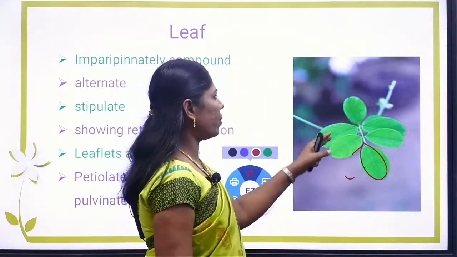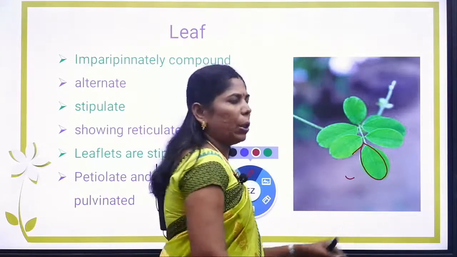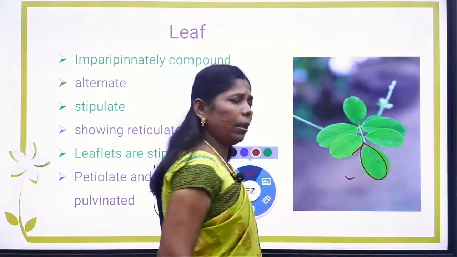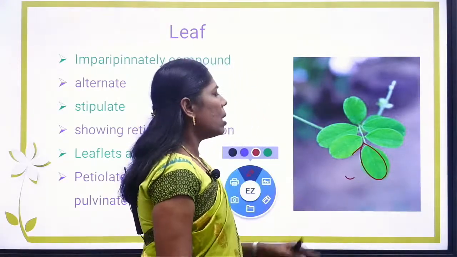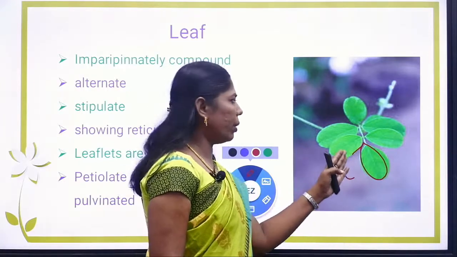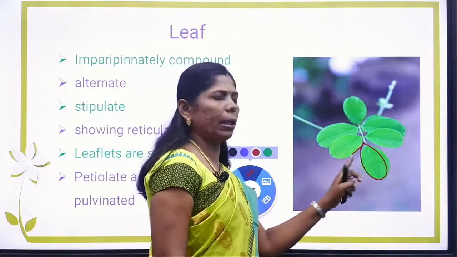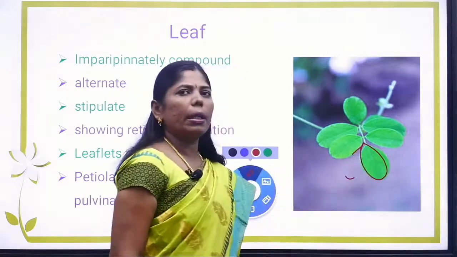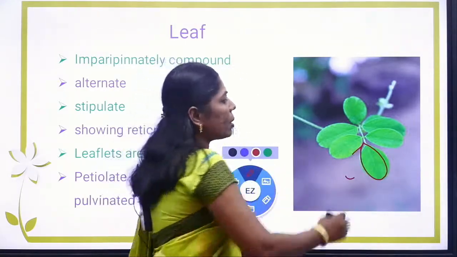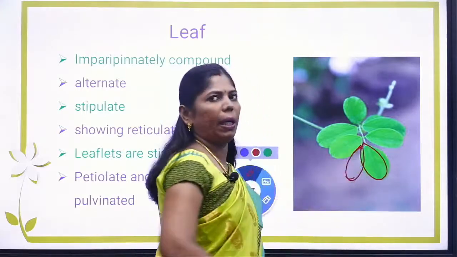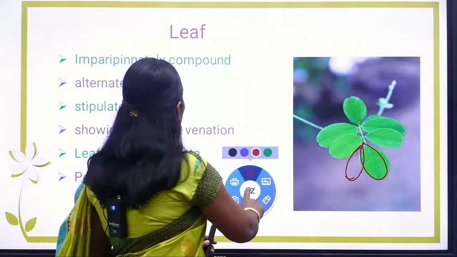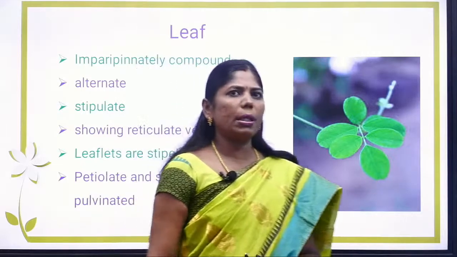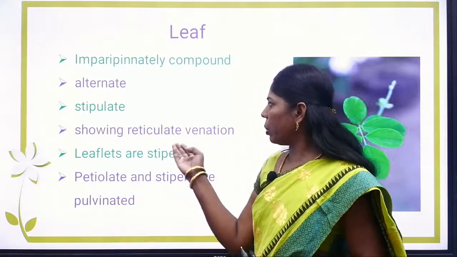The arrangement of the leaflets is odd in number at the terminal. When we say odd in number, we say 1, 3, 5, so 1 is odd in number here. So if there is a single terminal leaflet, that is called imparipinnately. If it has two leaflets, that is paripinnately. So alternate, and another one is stipulate, showing reticulate venation.